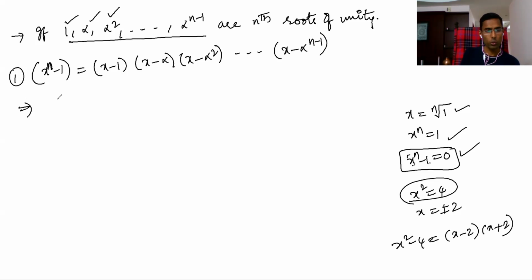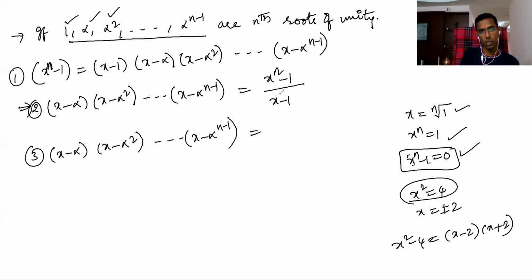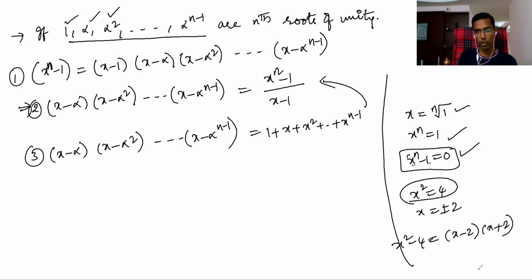So x minus alpha into x minus alpha square into so on up to x minus alpha power n minus 1 can be written as x power n minus 1 by x minus 1. This is the second result. Now this is a GP, so we can write 1 plus x plus x square plus so on up to x power n minus 1. If you write this, you will get this only. We already wrote that one.